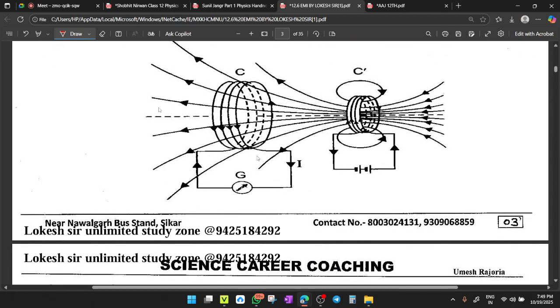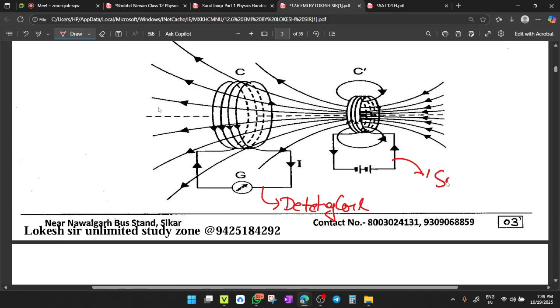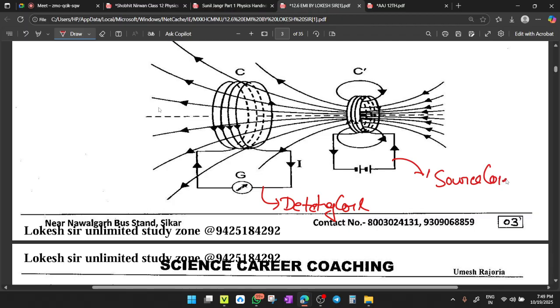Check here. This is your detecting coil. You can name this coil as the detecting coil. And this other coil is the source coil. A major difference is there. Check here, here it is a battery. So if the battery makes current flow through the coil, then there will be a magnetic field, like a magnetic field in this direction.